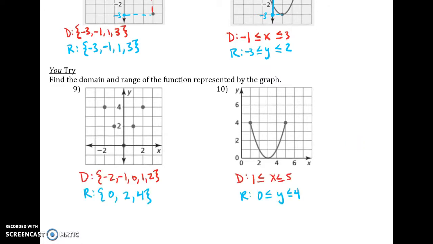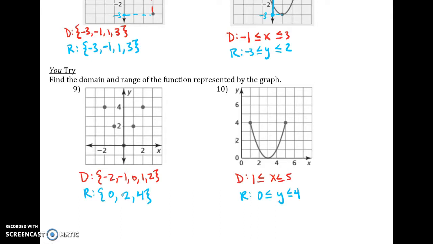All right, so double check your work. One thing I forgot to mention, for example, number 9, if you have repeated numbers, like on the range we had 2 happen twice, 4 happen twice, you just list it once. So you don't have to list every single repeated number, it's just every unique number one time.